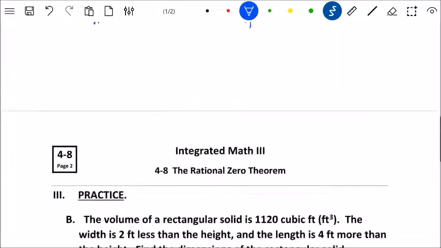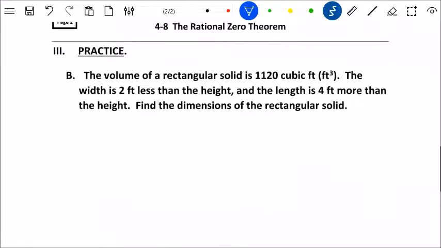Now let's take a look at a practice problem. This is the same type of idea. Why don't you pause the video and try to do it yourself first for a few moments, and when you're ready, come on back, start the video, and I'll be working on it. All right, welcome back.